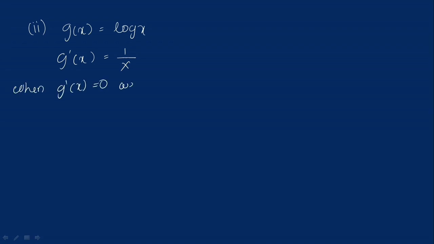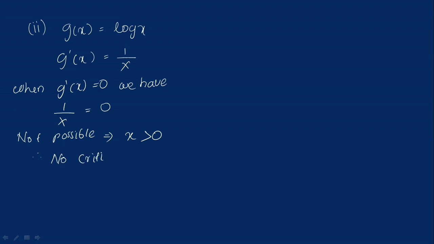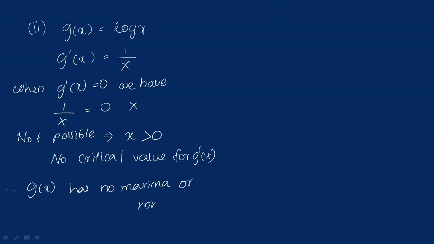Next question, that is g of x is equal to log x. Now what is g dash of x? That is d by dx of log x, that is 1 by x. So when g dash of x is equal to 0, we can write 1 by x is equal to 0. So at this time we will not find a value for x. So this is not a possible condition because here the x should be greater than 0, right? So there is no possible value here. So we can write there is no critical value for g dash of x. So there is no maxima or minima for the given g of x, that is log x.